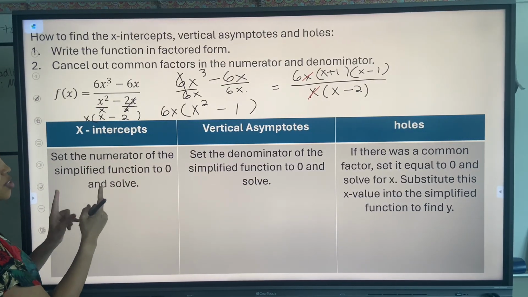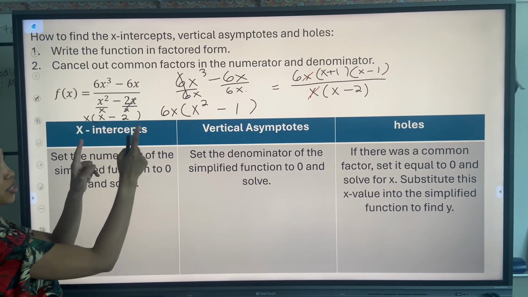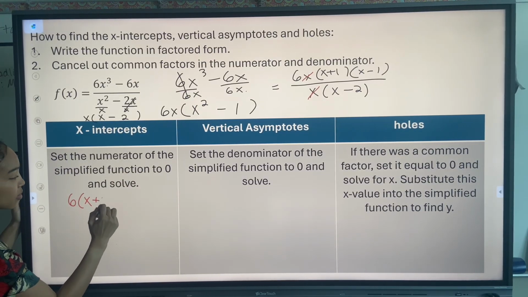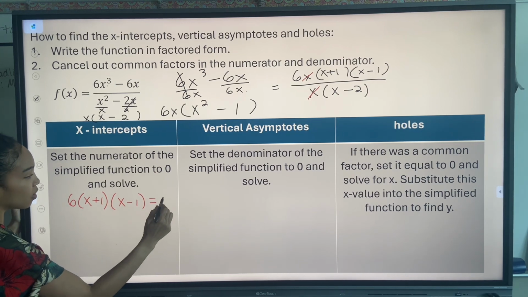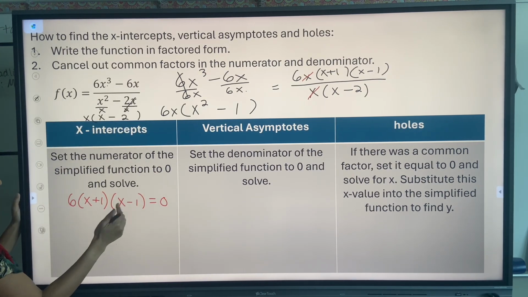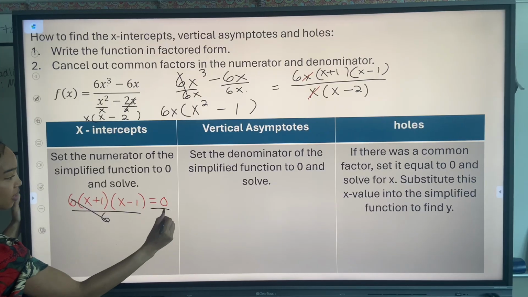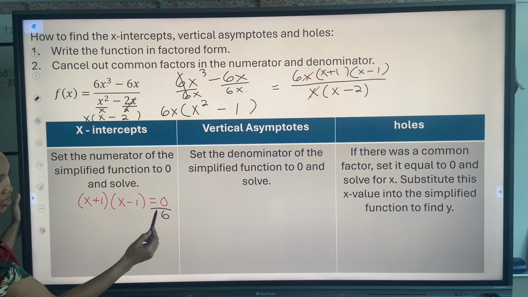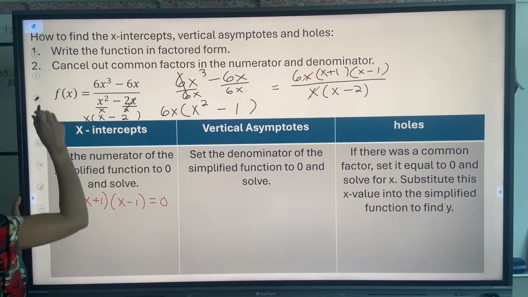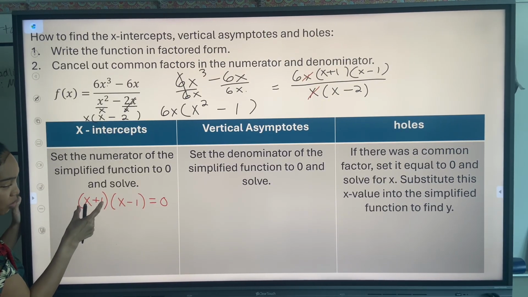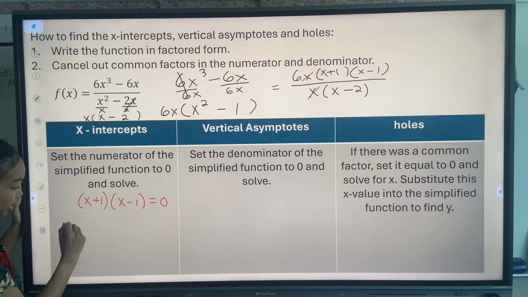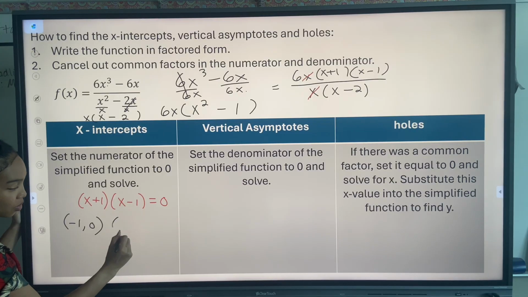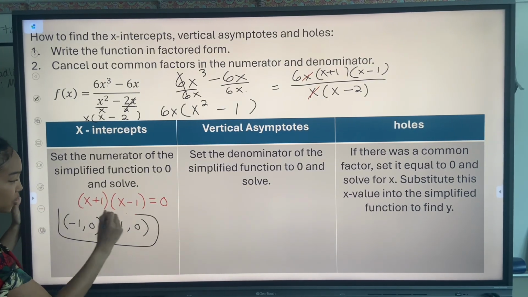Okay. So x-intercepts. You set the numerator equal to 0 and solve. So in the numerator, I have 6, which won't really matter, because all these are being multiplied. So the opposite is to divide by 6, and it just goes away. That canceled out, and 0 divided by 6 is just 0. It didn't matter. Okay, set this equal to 0, what will you get? -1. So you got -1 as one of your x-intercepts. Set this equal to 0, what will you get? Yep, so you have 2 x-intercepts.